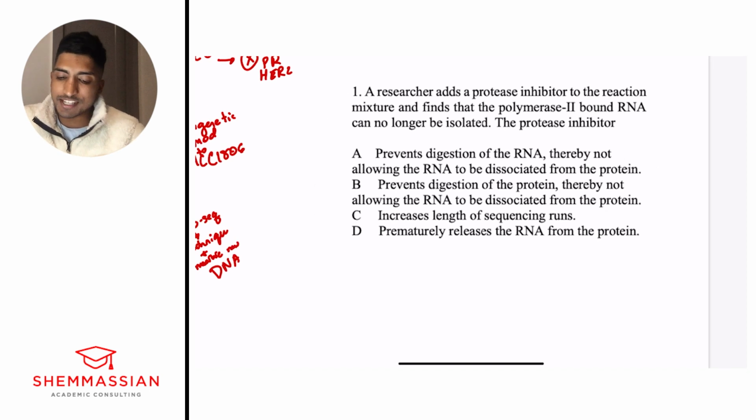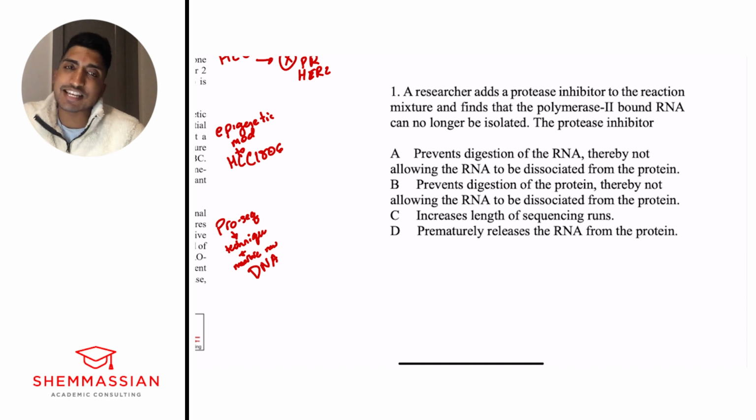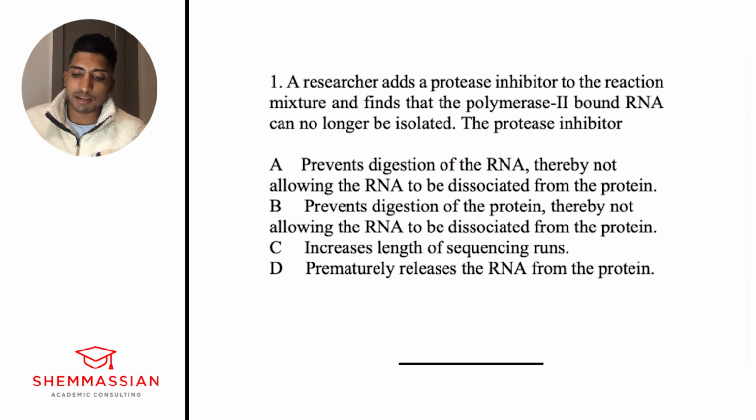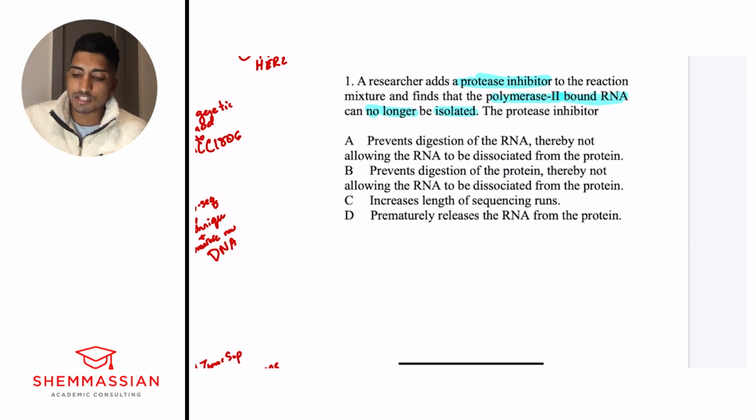Okay, so this is a standalone question, right? It's not asking any question dealing specifically with our passage. And so with that, we don't even need to go back and we can think about what's happening, right? It's saying, okay, we add a protease inhibitor, okay? And find that polymerase II bound RNA is no longer isolated, okay? So those are the two things.